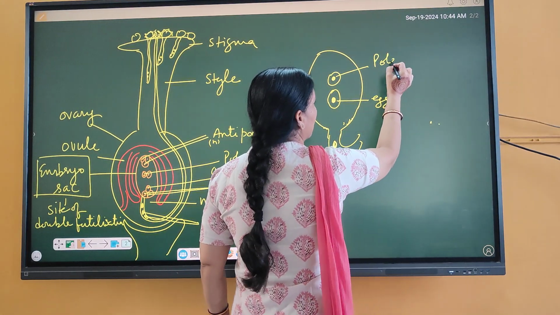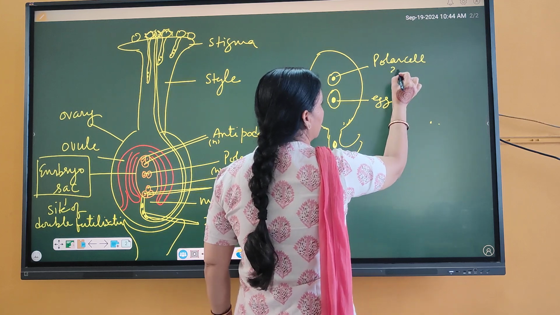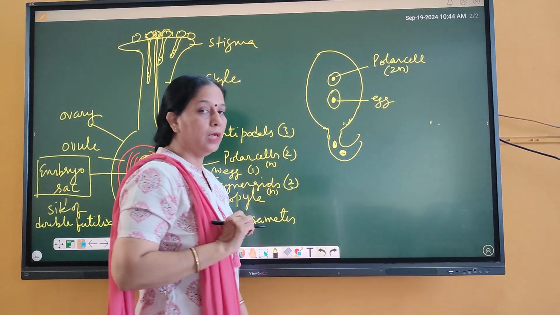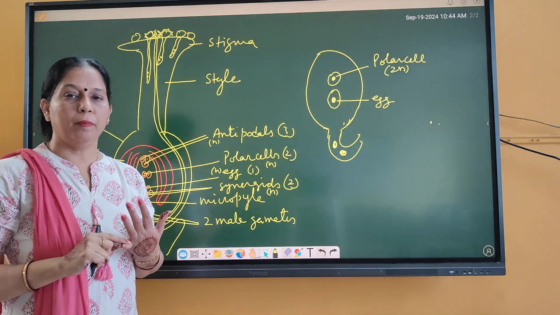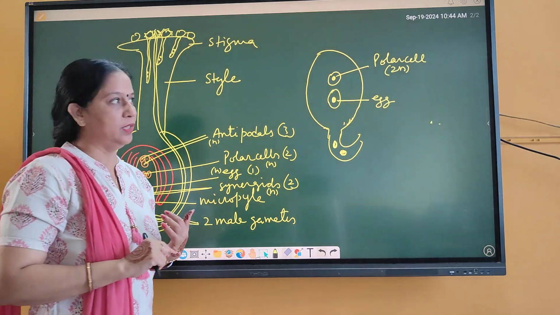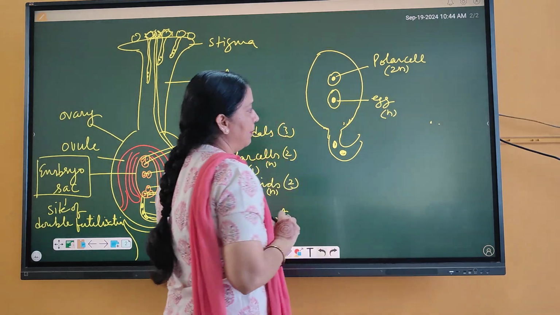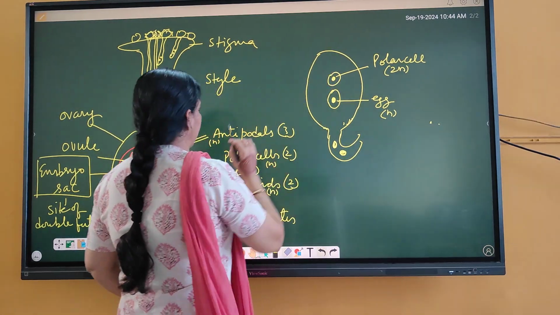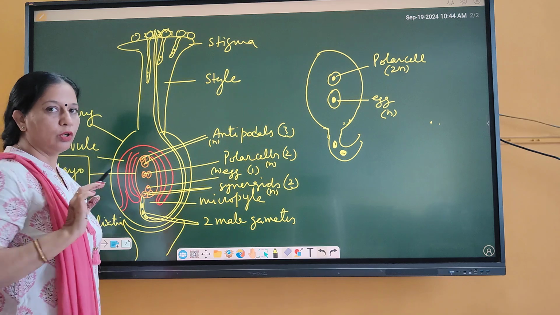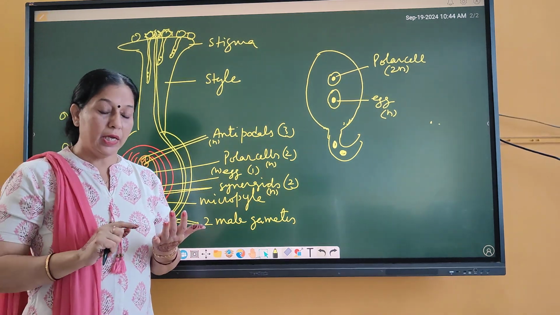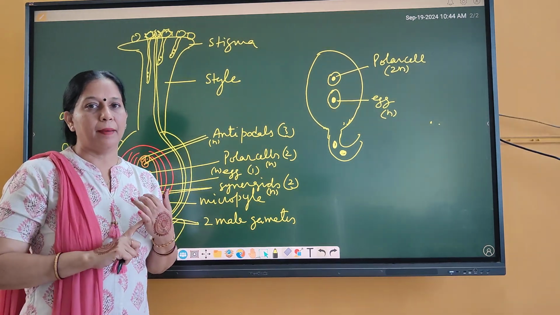So this polar cell is the result of 2 polar cells, so it becomes 2N. That means it is formed by the fusion of two cells. So it is now diploid, but egg will remain haploid. Right? At the same time, these 3 antipodals also degenerate. So we have to see 3 things which are taking place simultaneously.